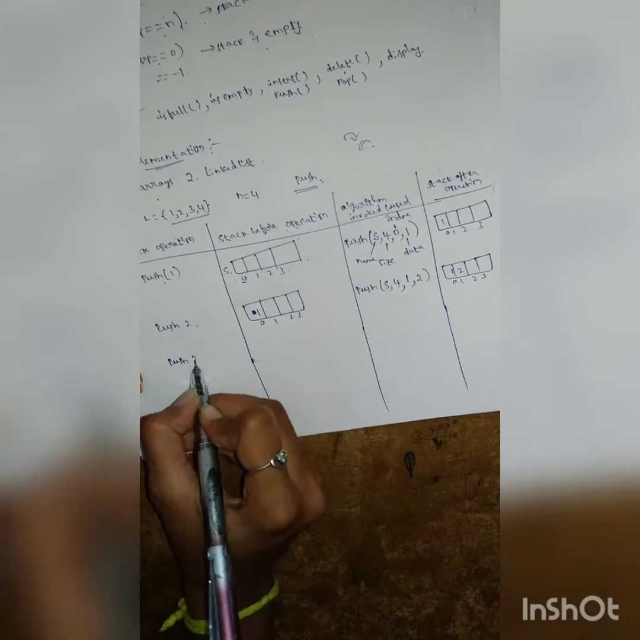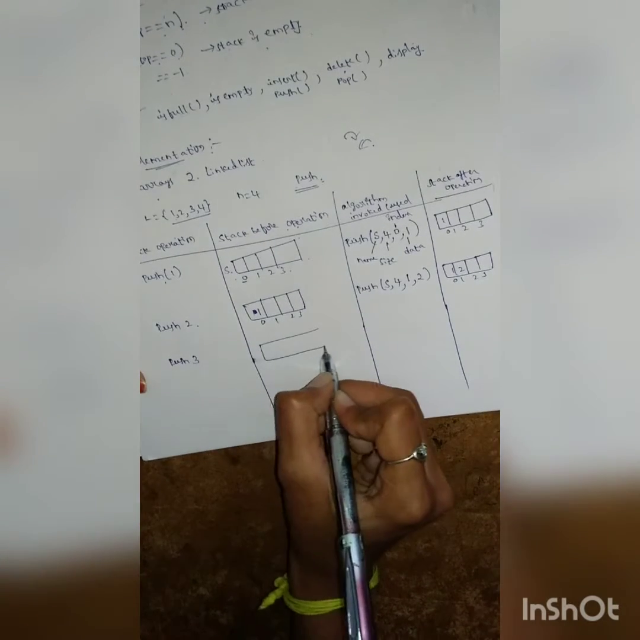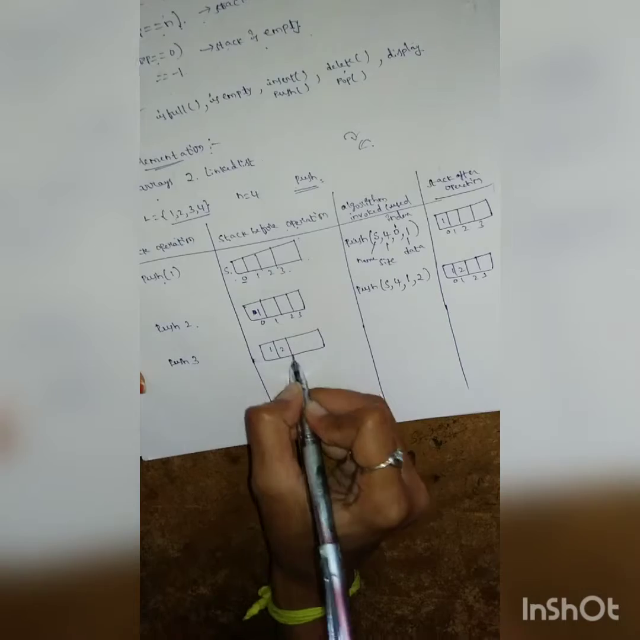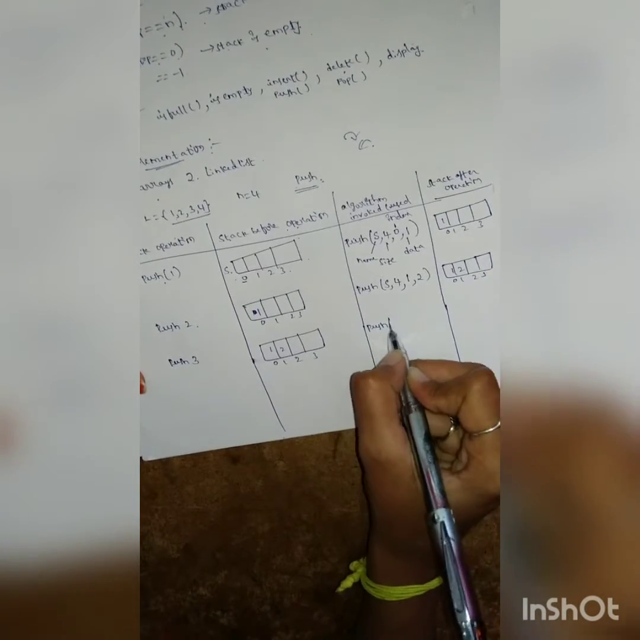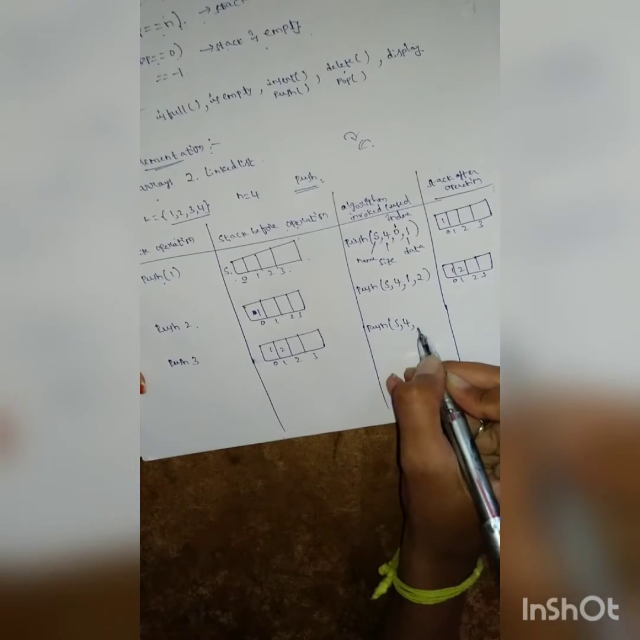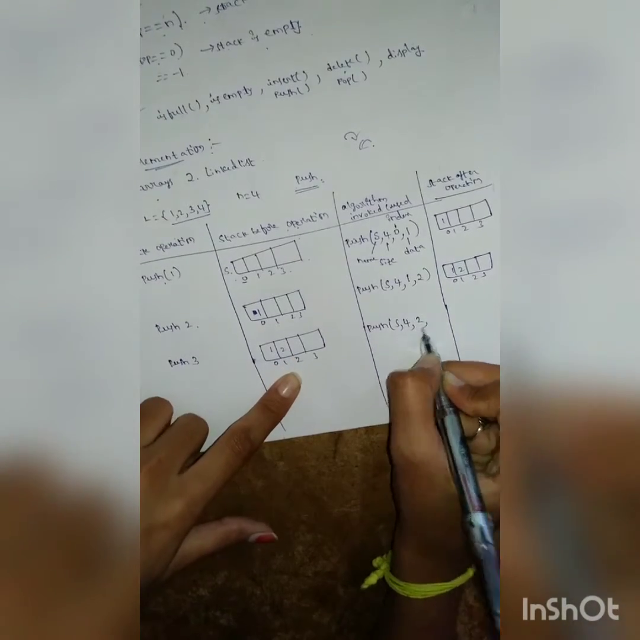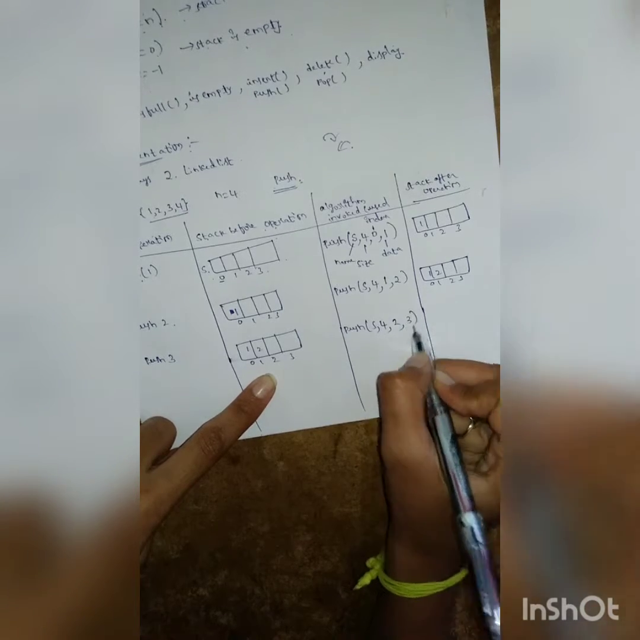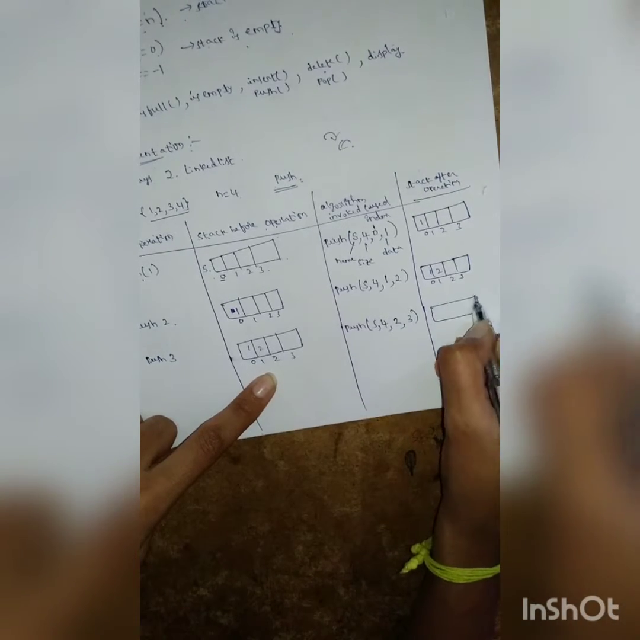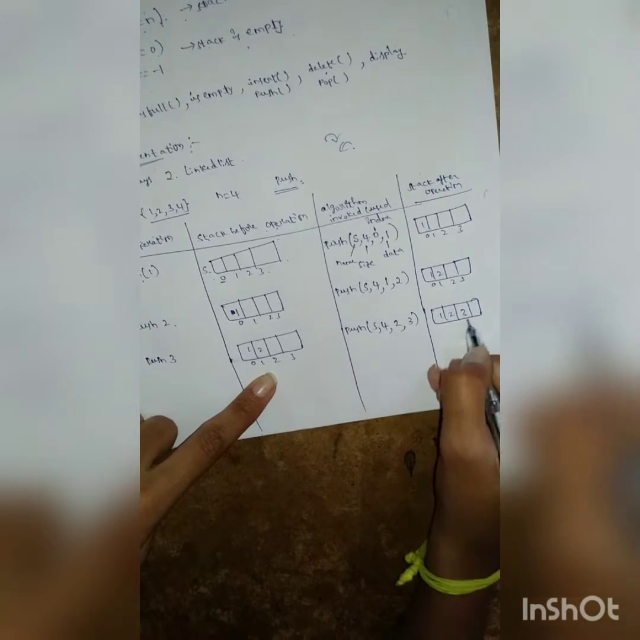Now push 3. How does this stack look before? 1, 2, 0, 1, 2, 3. Push of stack name, size of the stack, index is 2, element is 3. So after the operation, the stack looks like this.